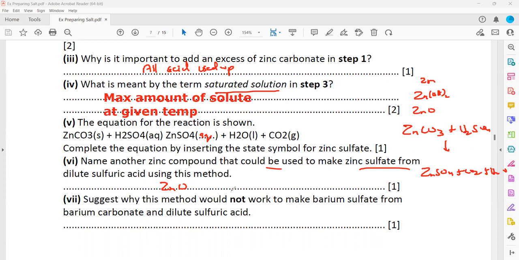This method would not work to make barium sulfate, because barium sulfate is an insoluble salt. Most sulfates are soluble except barium, calcium, and lead. So we cannot produce these insoluble salts by crystallization. When barium carbonate reacts with sulfuric acid, it gives barium sulfate, so there will be two solids: one is barium carbonate, another one is barium sulfate. That's why we cannot use this technique.